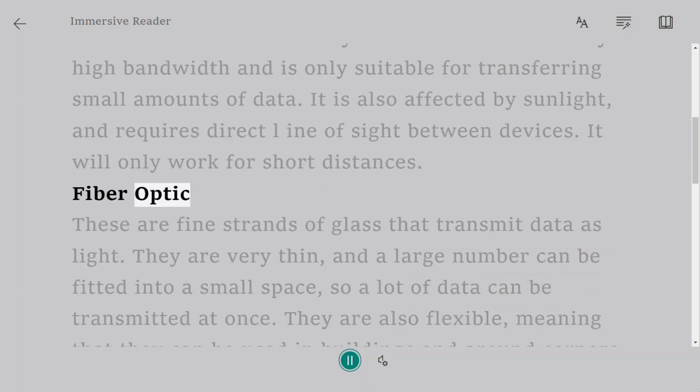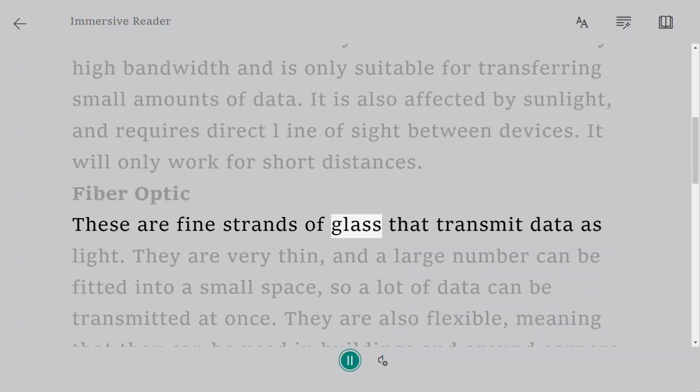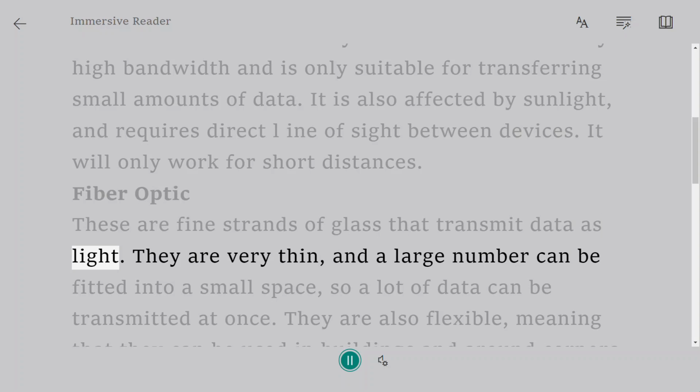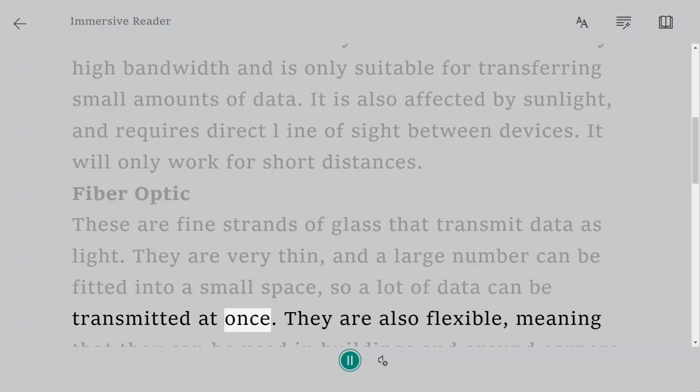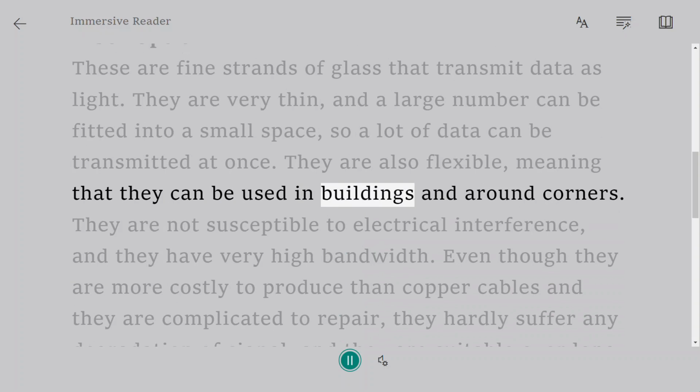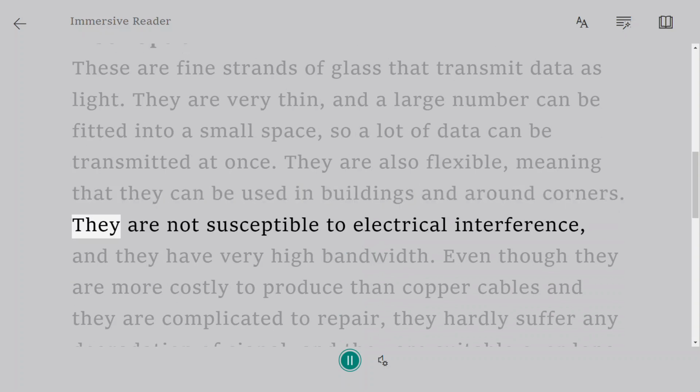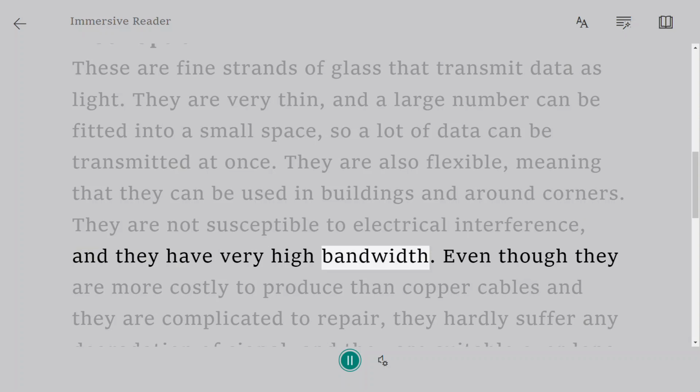Fiber optic. These are fine strands of glass that transmit data as light. They are very thin, and a large number can be fitted into a small space, so a lot of data can be transmitted at once. They are also flexible, meaning that they can be used in buildings and around corners. They are not susceptible to electrical interference, and they have very high bandwidth.